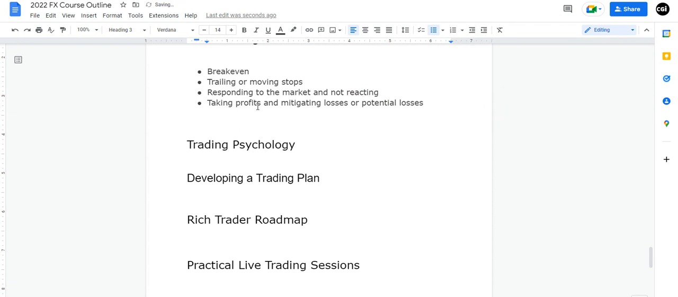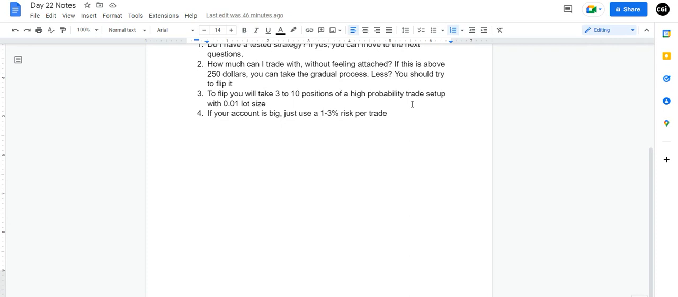Okay, so taking profit and mitigating losses or potential losses. Let me just quickly go through this. I think I've spoken about taking profit. So the places you should take profit, places to TP. Number one, you can TP at minor break of structure. And also TP at a sponsor candle, before external liquidity.